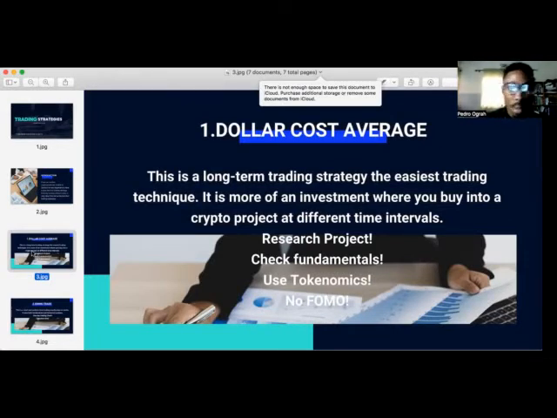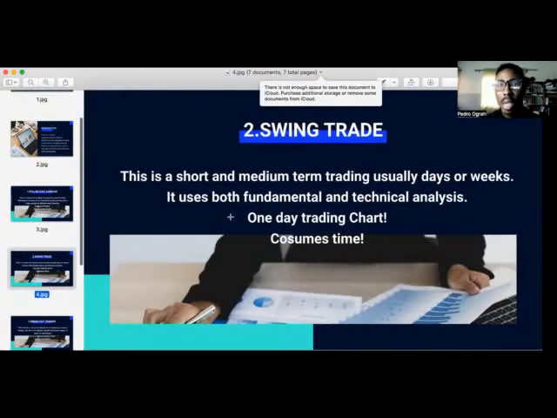Now the next trading technique we'll be looking at is called swing trading. Swing trading is called the next daily trading.